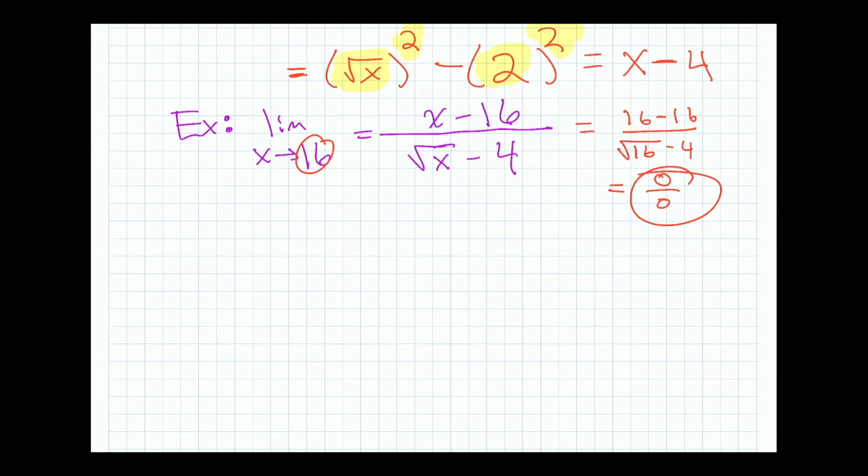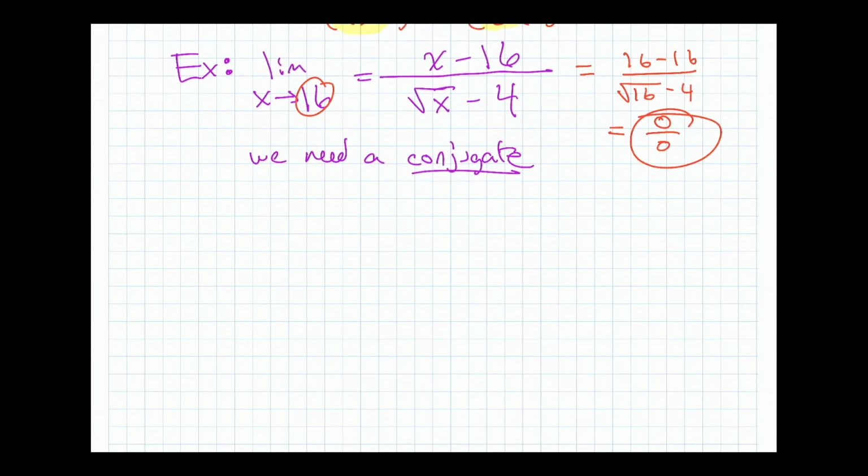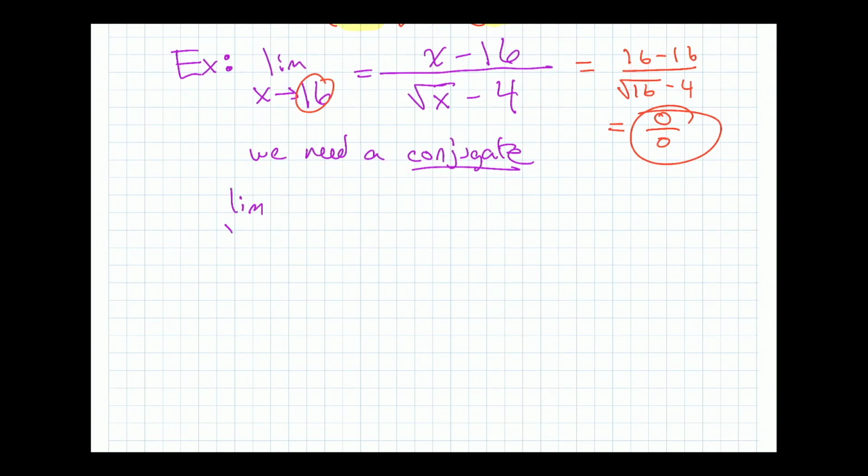So then we move on and we do our work. What we need to do is get the conjugate involved. So we need a conjugate. Okay, and here's how you do it. This is where we're doing our work: x minus 16 over square root x minus 4.